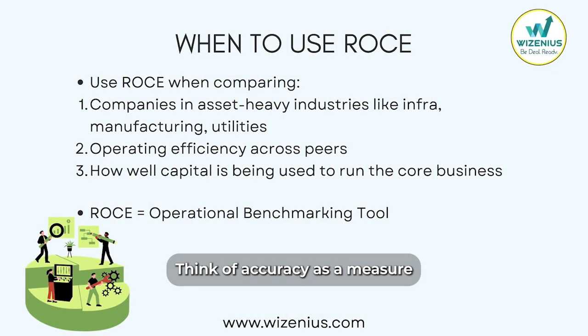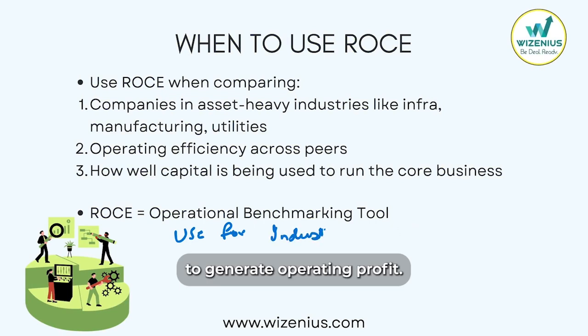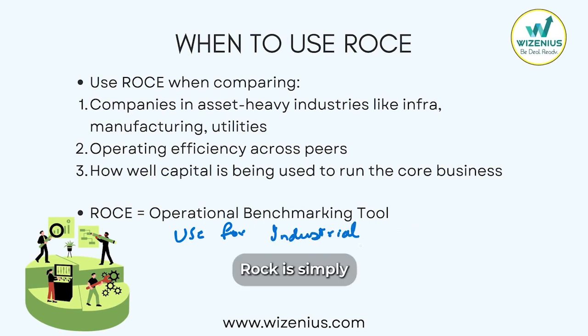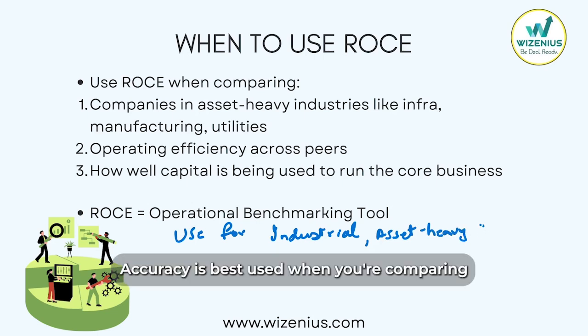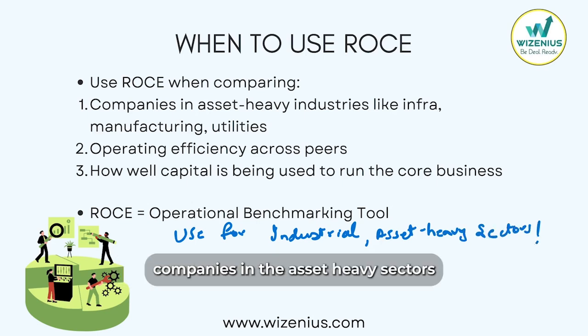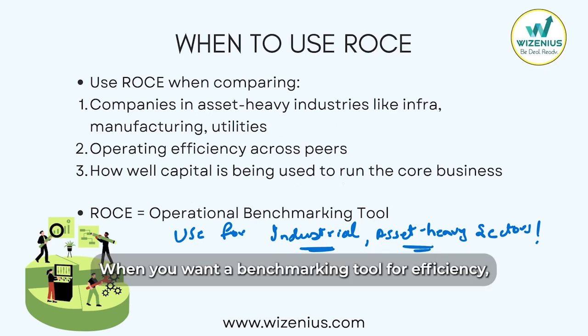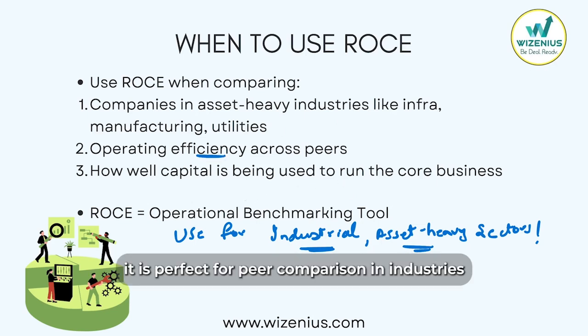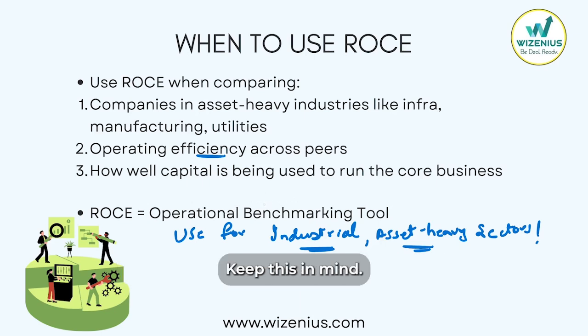Think of ROCE as a measure of how well the company uses all its capital to generate operating profit. ROCE is simply EBIT upon total capital employed. Next, when to use this ROCE? ROCE is best used when you're comparing companies in the asset heavy sectors where assets drive operations. When you want a benchmarking tool for efficiency, it is perfect for peer comparison in industries where physical assets matter the most. Keep this in mind.